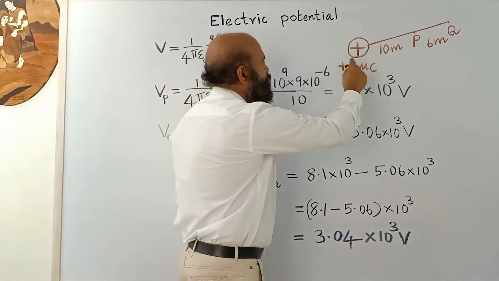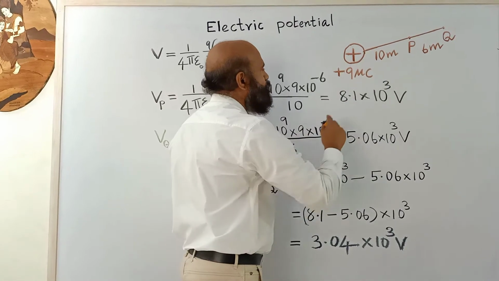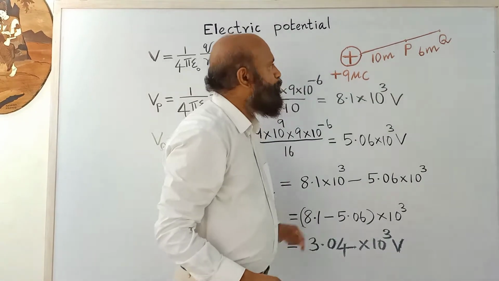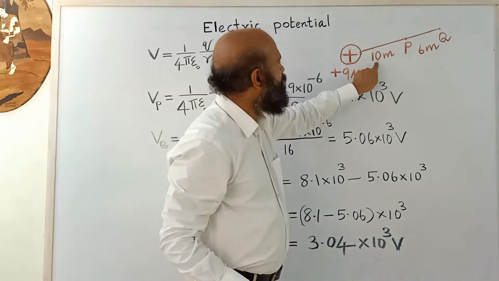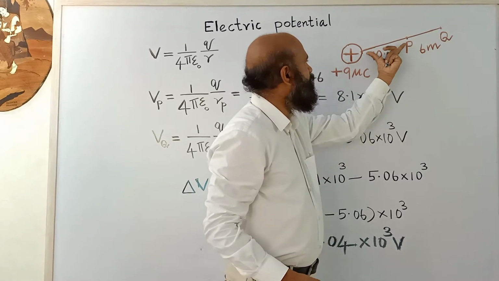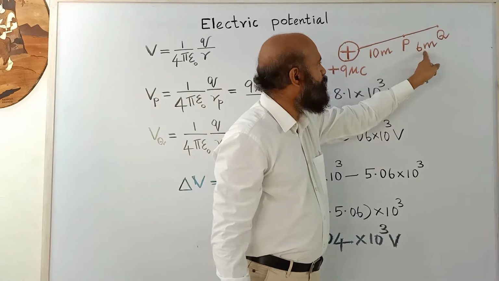Here there is a positive charge of magnitude 9 microcoulomb. Then there are 2 points, P and Q. P is at a distance of 10 meter, Q is at a distance of 16 meter. Here 10 and the 6, totally 16 meter. The distance between P and Q is 6 meter.